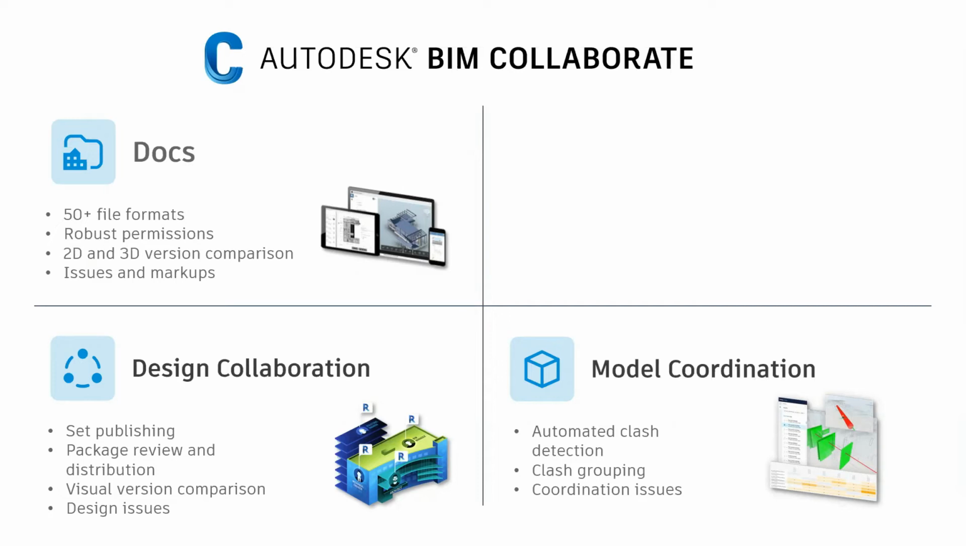And then in terms of the model coordination, as I mentioned, again, you've got all of the clashing options, which we'll go into a bit more detail in a little bit, but grouping those clashes and assigning those coordination issues across the wider project team. Okay, and then everyone can see it. It's all open. It's all transparent within the platform, so that things can be tracked. Okay.